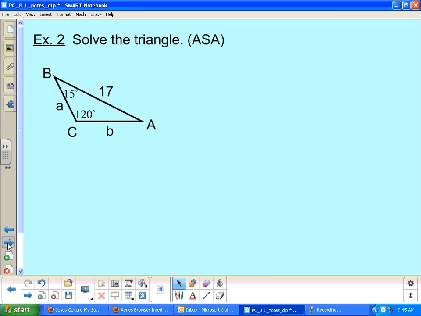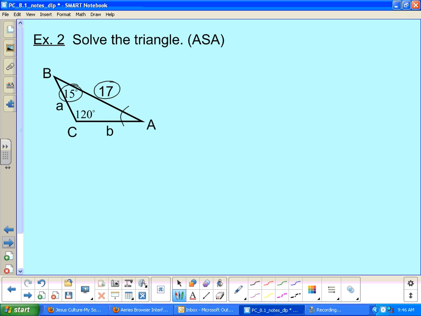Okay, how about another type of triangle? Now we have an ASA setup, where in between two angles, I will have a known side. So in this case, you'll notice that I've got the angle and then the side, and the other angle that would make this ASA is actually the one that's missing. It's this guy. I need to know that angle right there.